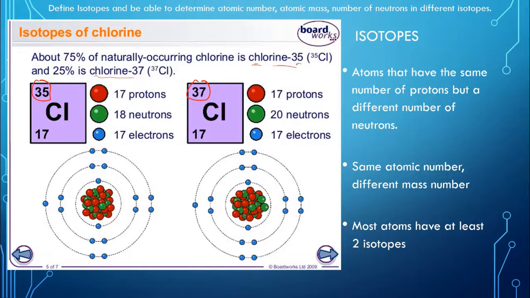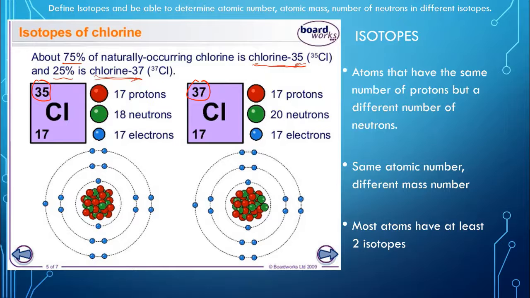And the number here at the end basically is telling you what the mass number is. It's identifying the isotope we're talking about. So 75% of naturally occurring chlorine is the isotope chlorine 35, and 25% is chlorine 37. And let's have a look at how these two isotopes differ.